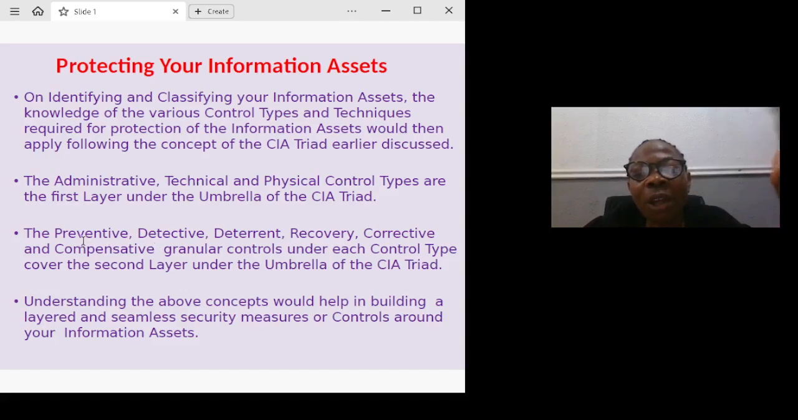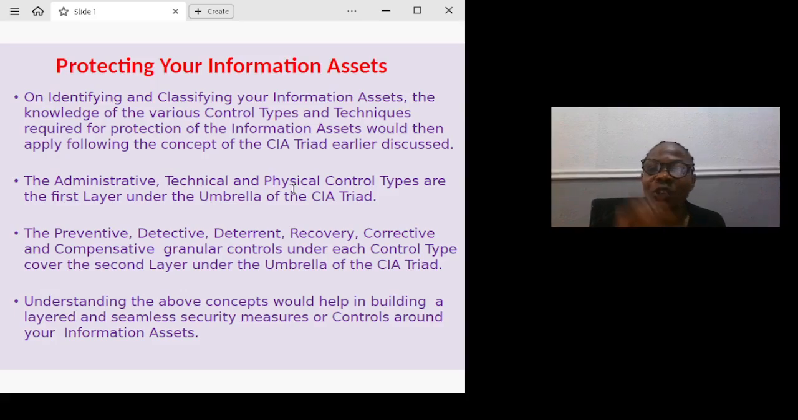And then the technical controls are all those controls you apply on the system, like your password, and that is the majority of what we are going to discuss here. But that we will be discussing more of technical controls here does not mean that you must ignore the administrative controls or physical controls. Oh, no way.